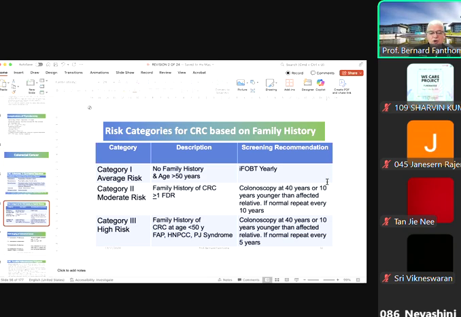In category 2, or moderate risk, are those who have a family history of colorectal cancer. And in category 3 are those with a family history where the index family member we are referring to developed malignancy at less than 50 years of age. So those patients are high risk. There is more chance of this being carried in the families. Also, if we know that they belong to a family which has the mutated FAP gene, or hereditary non-polyposis colorectal cancer, or Peutz-Jeghers syndrome, they are at high risk.